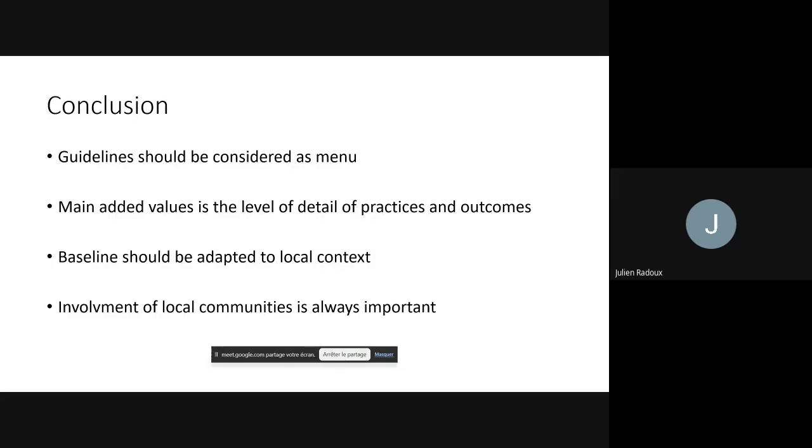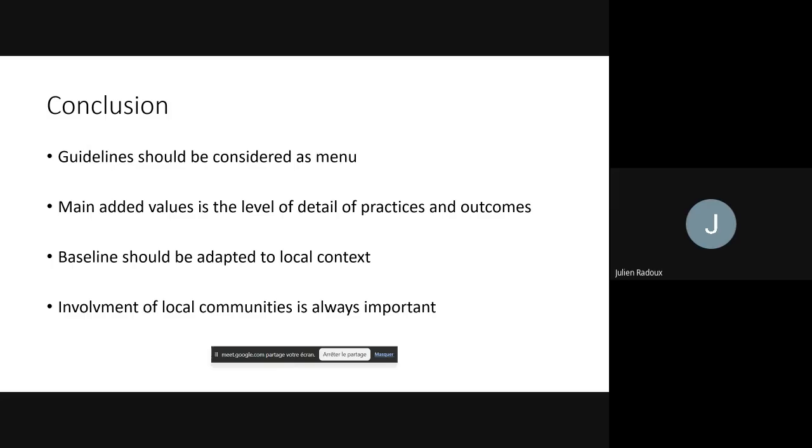So to conclude, those guidelines should be considered as a menu, and so you can pick the ones that are interesting to you. If you want to add some new ones, please feel free to let us know. The deliverable has been submitted, but maybe we will get some comments, so we can include that in the last version. The main added value from my point of view is that the level of detail of the practices and the outcomes is clearly mentioned in those guidelines. So that's something I didn't find anywhere else.